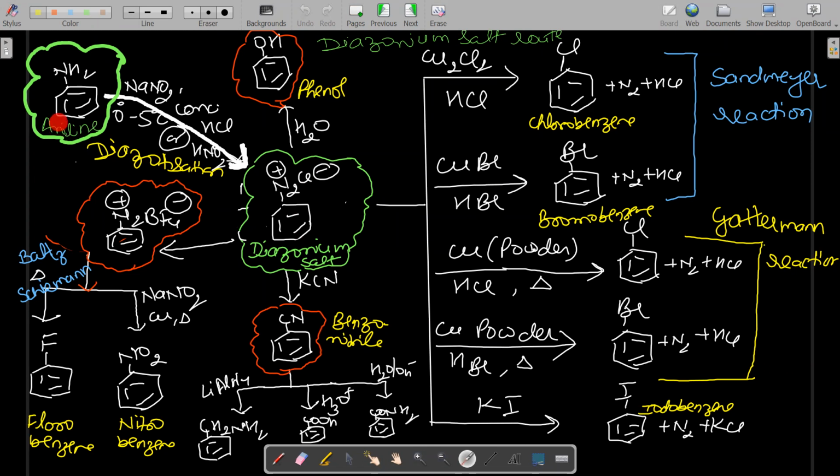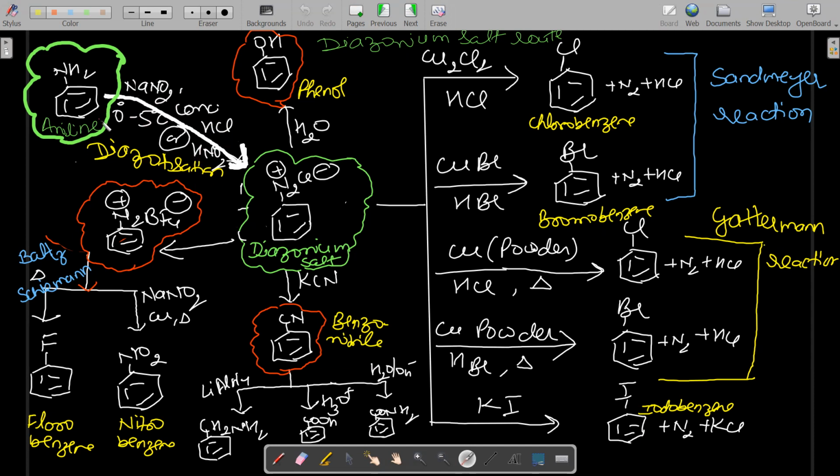Aniline first reacts with NaNO2 and concentrated HCl in an ice bath, that is 0 to 5 degrees Celsius, to form the diazonium salt, which is called diazotization. Instead of NaNO2 and conc HCl, you can write HNO2 also, because NaNO2 reacts with HCl to form HNO2. So you can write either NaNO2, HCl, 0 to 5 degrees, or you can write HNO2.